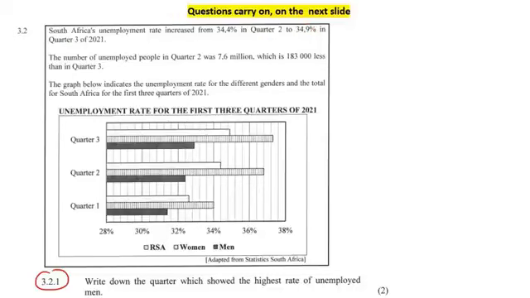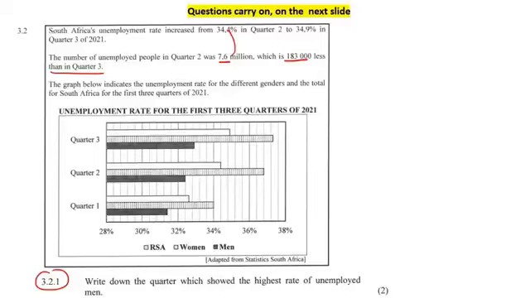They then tell us here that the number of unemployed people in quarter 2 is 7.6 million. Okay, so remember that's the 34.4%, which is 183,000 less than in quarter 3. So let's go ahead. The graph below indicates the unemployment rate for the different genders and the total for South Africa for the first 3 quarters. Let's quickly try to make sense of all of this.